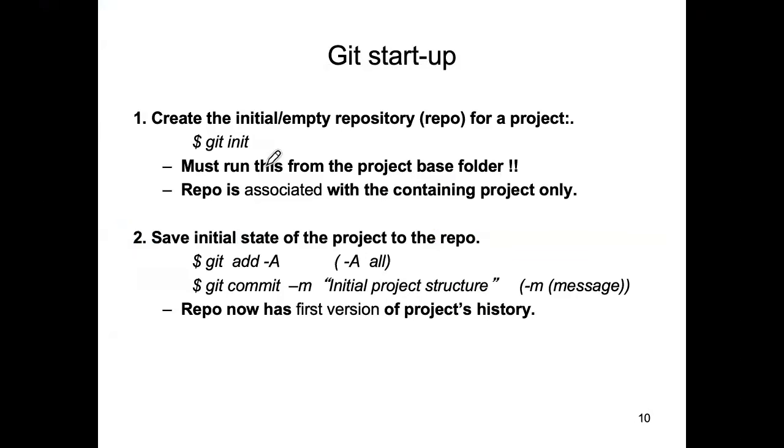So if you've got a project and you want to use Git with that project, the first thing you've got to do is to create the repository itself. In other words, create that .git folder. Assuming that we've installed the Git tool itself, then to create an empty repository, we just type this command from the command line, and you must type the command from the base folder of the project. What that will do is create an empty repository.